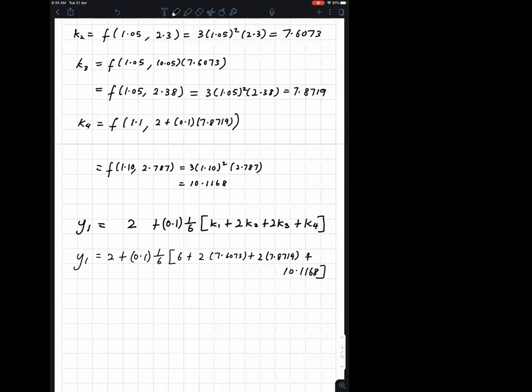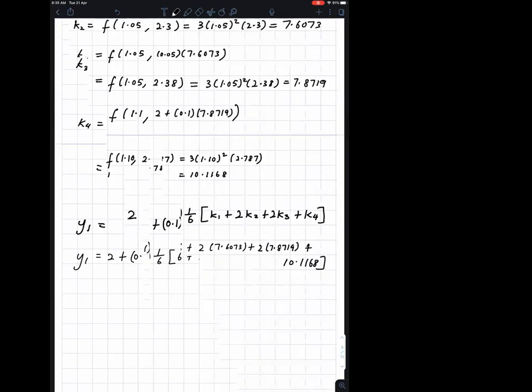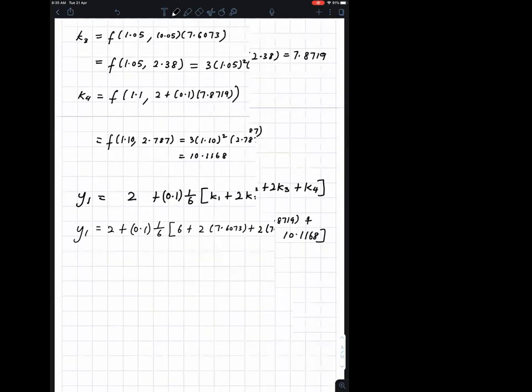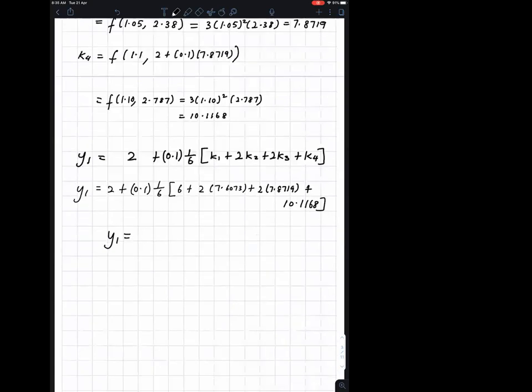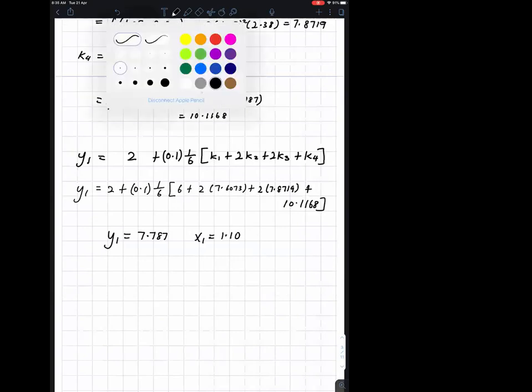So if you calculate, you'll get somewhere around y1 is 2.787. x1 is 1.10. So that is the answer if you just want to find y1.